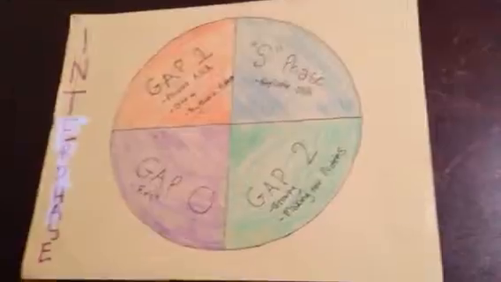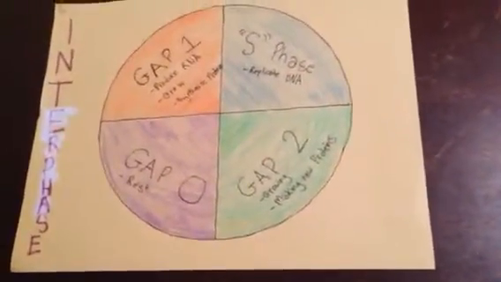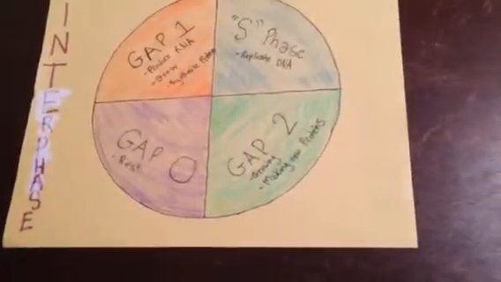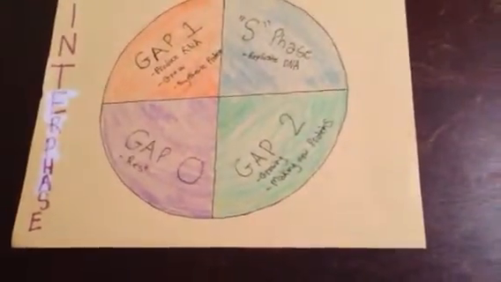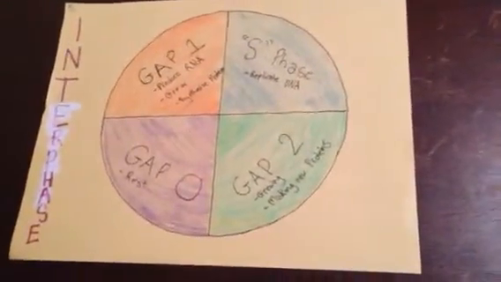The S phase, or synthesis stage, is the DNA replicating and creating an exact copy of its code for the 2 daughter cells. Gap 2 is the time in between synthesis and mitosis. The cell is growing and making new proteins.